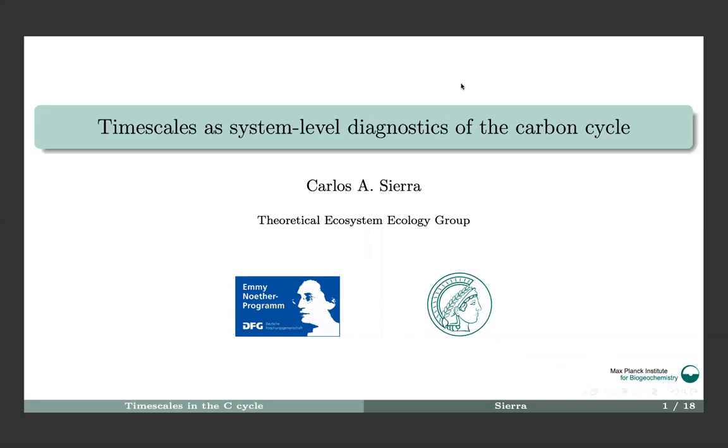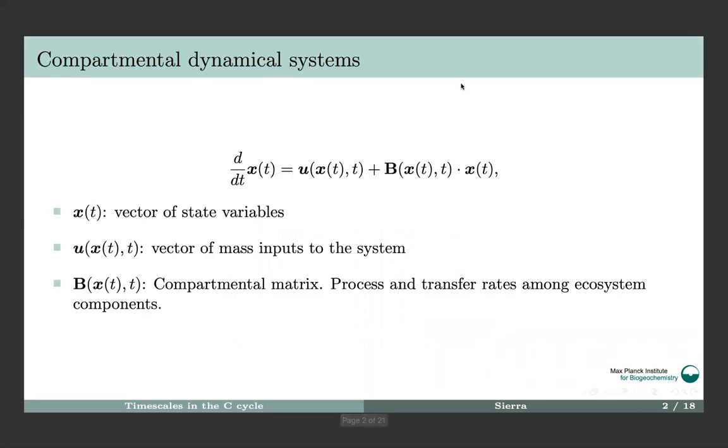Hello everyone. In this video, I will talk about timescales as system-level diagnostics of the carbon cycle. In a previous video, we saw compartmental dynamical systems as very general forms of global carbon cycle models or ecosystem carbon cycle models, in which the change over time of the mass of carbon in the compartments equals the inputs to the compartments and all of the rates and transfers of carbon among different compartments.